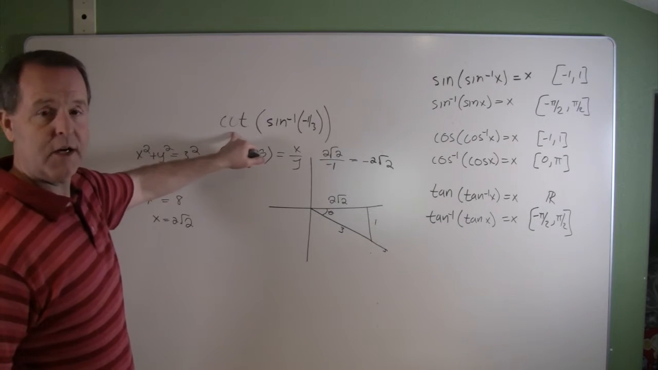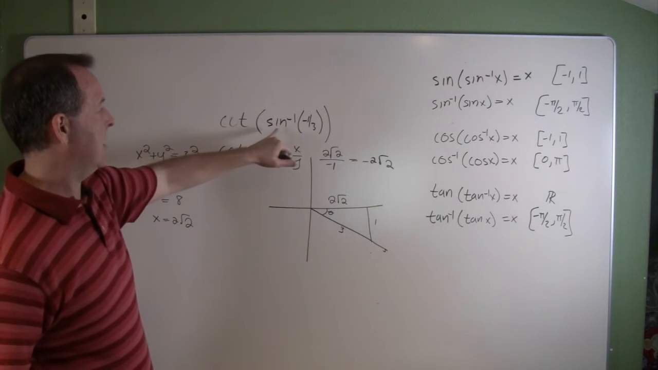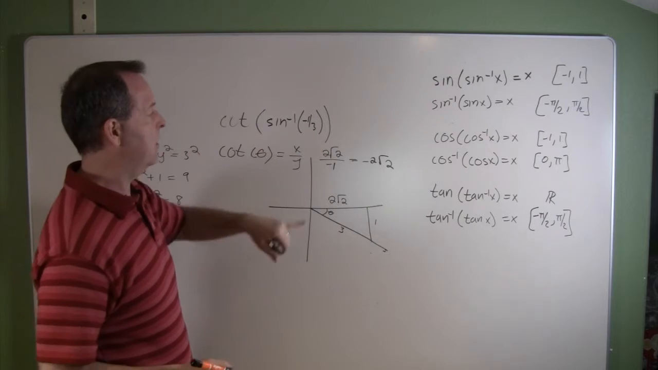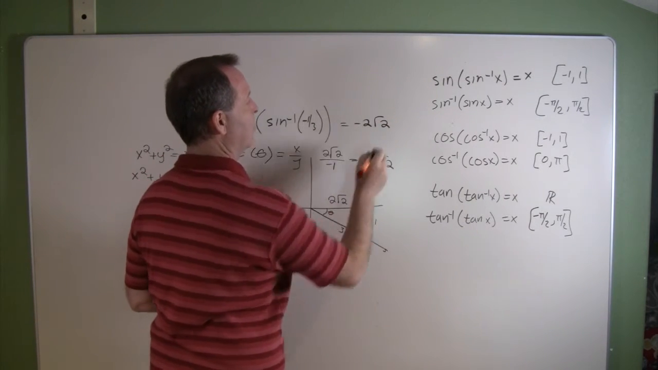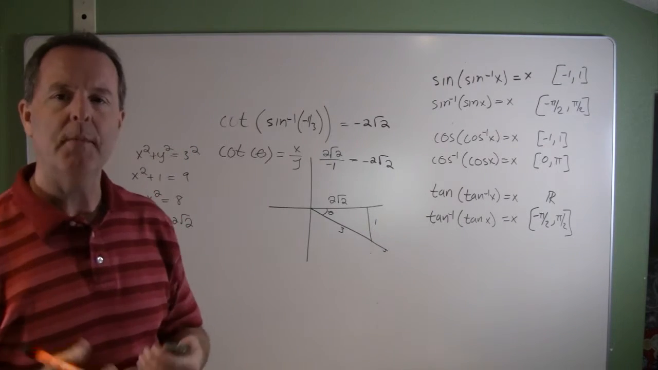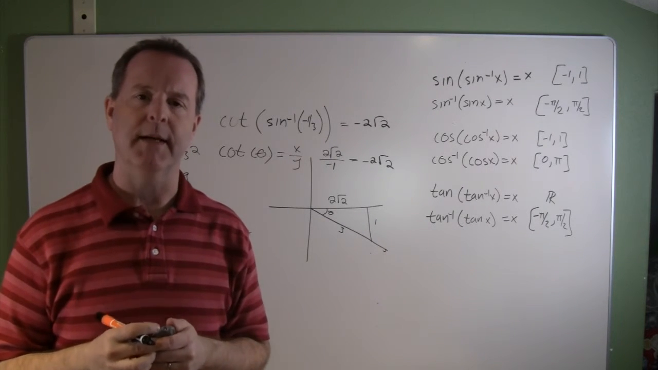So the composite function, where I'm taking the cotangent of the inverse sine of -1/3, equals -2√2. I hope you're understanding that strategy a little bit.